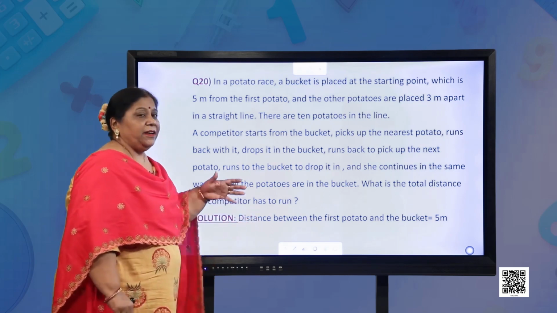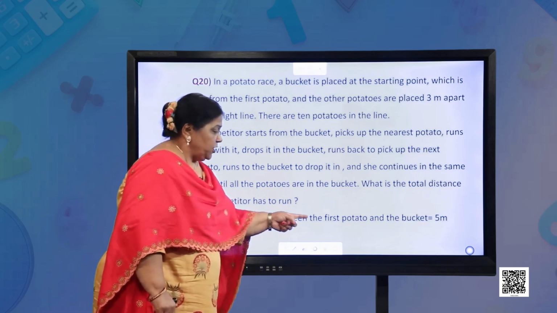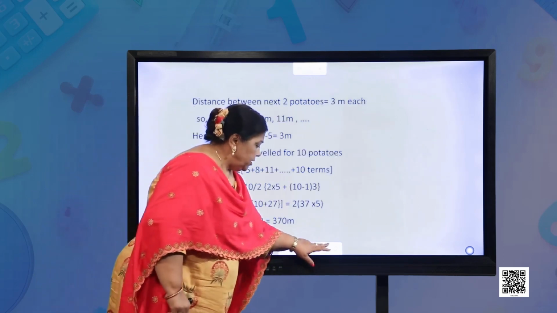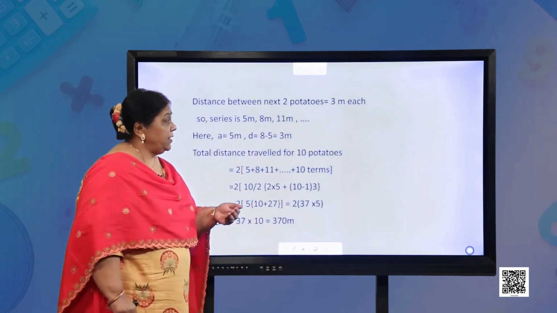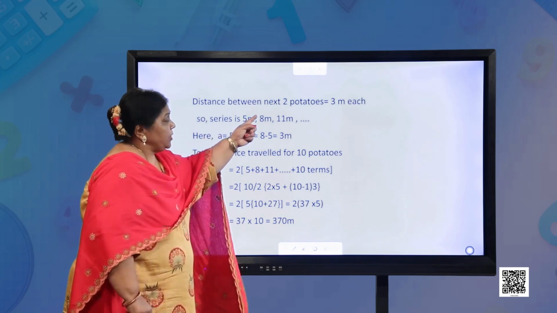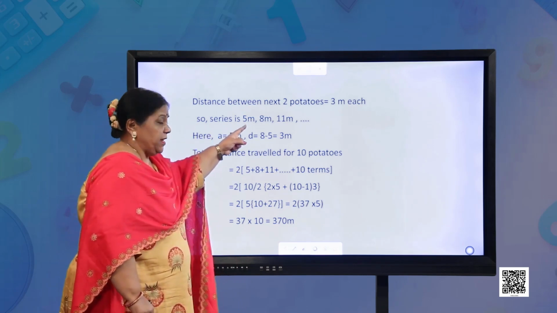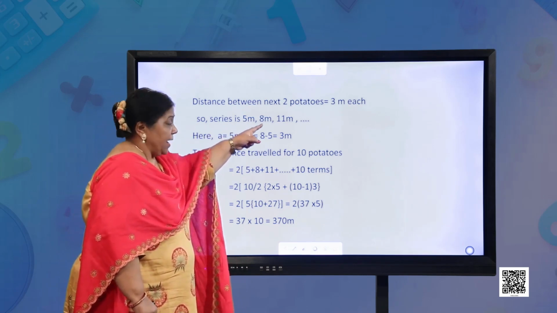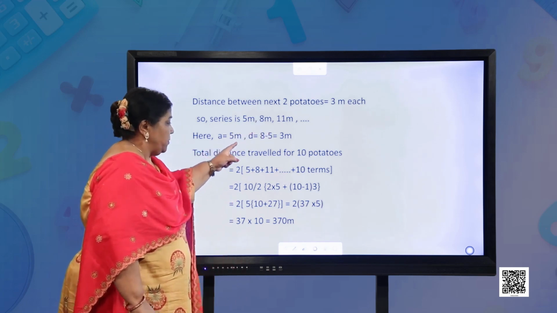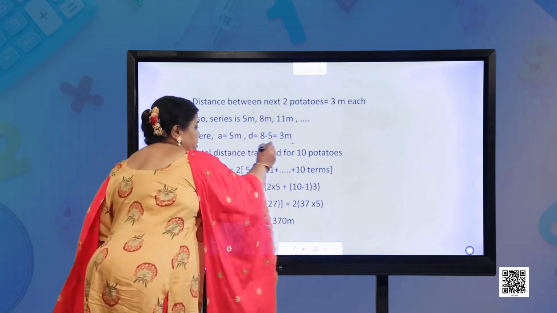So, converting it in the form of an arithmetic progression, the distance between the first potato and the bucket is 5 meters. Now, she has to run 3 meters for subsequent potatoes. The distance between the next two potatoes is 3 meters each. So, the series is 5 meters. What is 5 plus 3? 8. 8 plus 3? 11. So, we get here the first term as 5 meters and d obviously is 8 minus 5, that is 3 meters.